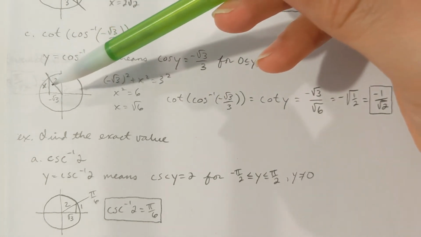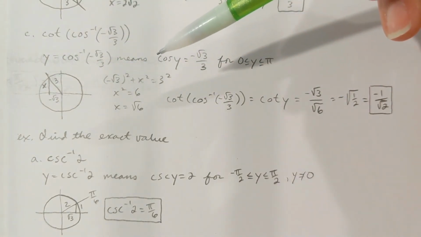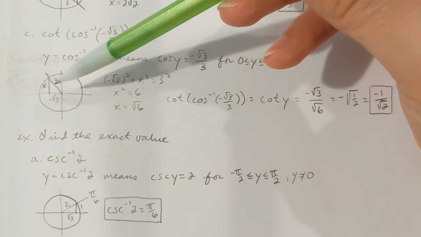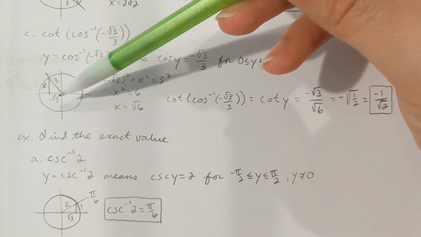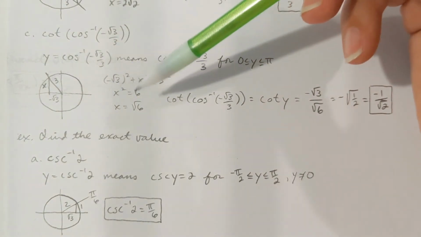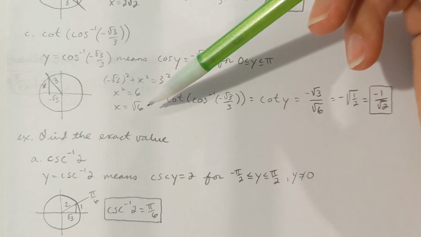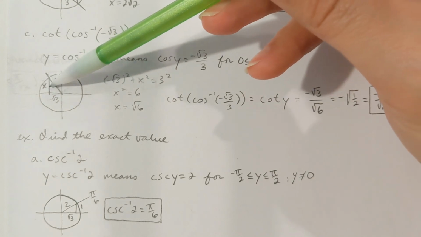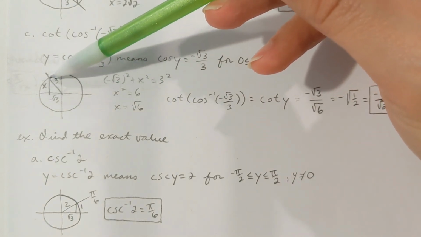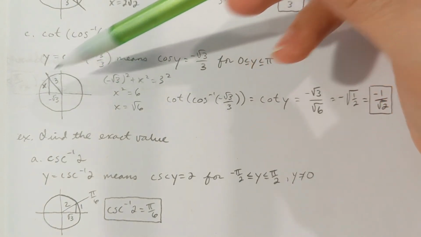So to get x, let's use the Pythagorean theorem. x squared plus negative root 3, the quantity squared, equals 3 squared. If you solve for x, x would be plus or minus root 6. We'll want root 6 since we are above the center there.